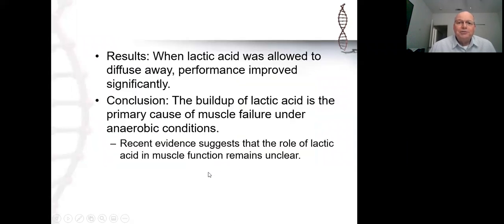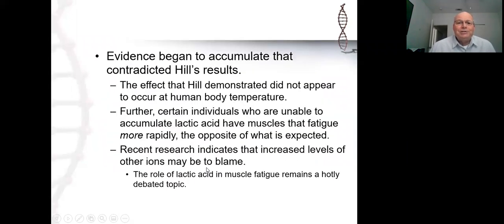There are a number of issues with this. One is that it was working with frog muscle that operates at a lower temperature than human muscle. So human muscle may not be as sensitive to the buildup of lactic acid. Number two is that there are individuals who have muscle cramps but no buildup of lactic acid. And in fact, their muscles cramp much quicker in the absence of the lactic acid than in individuals who have the buildup of lactic acid, which suggests that in fact, the lactic acid may be protecting against the muscle cramp.